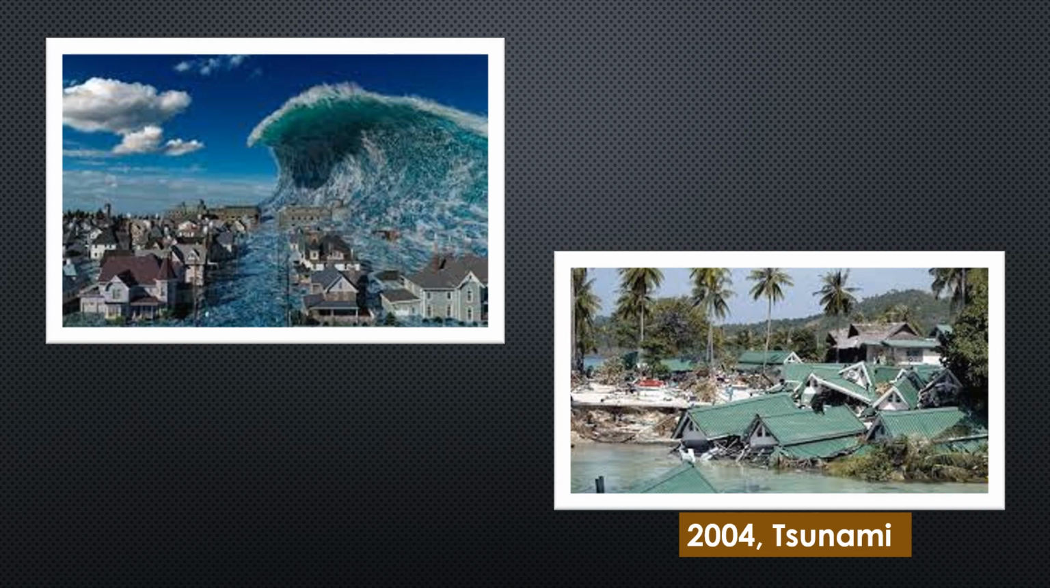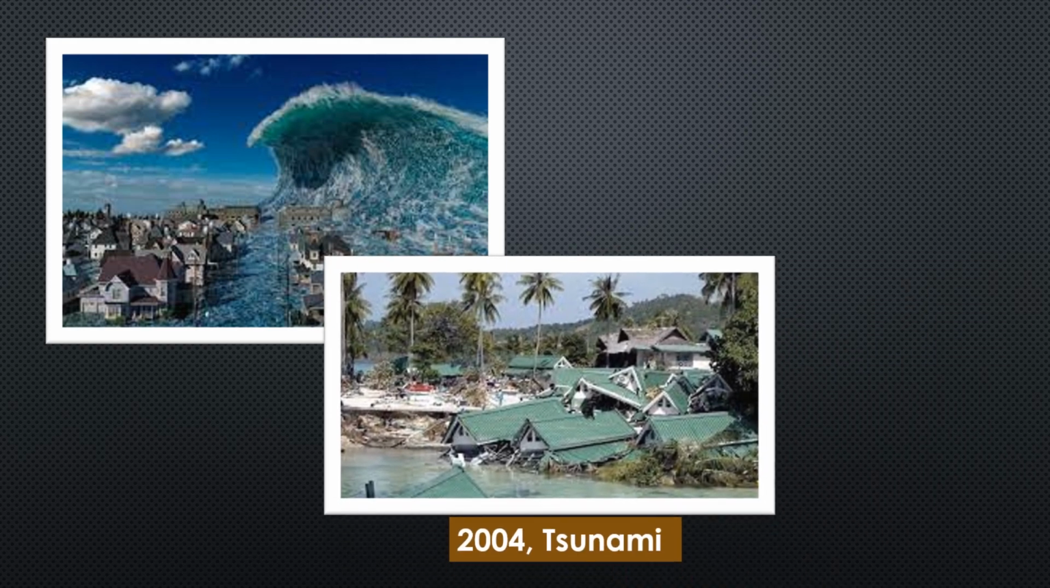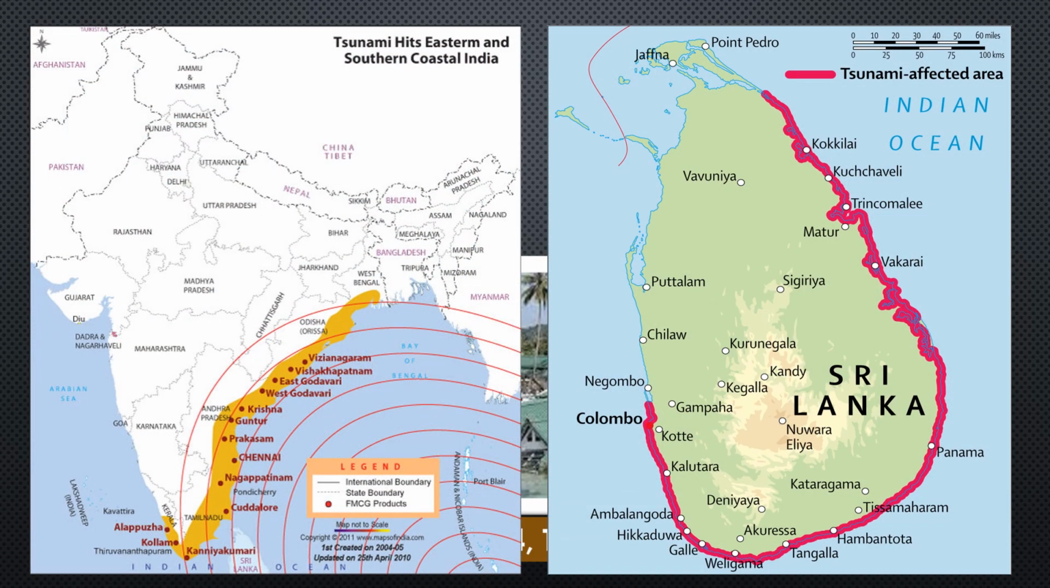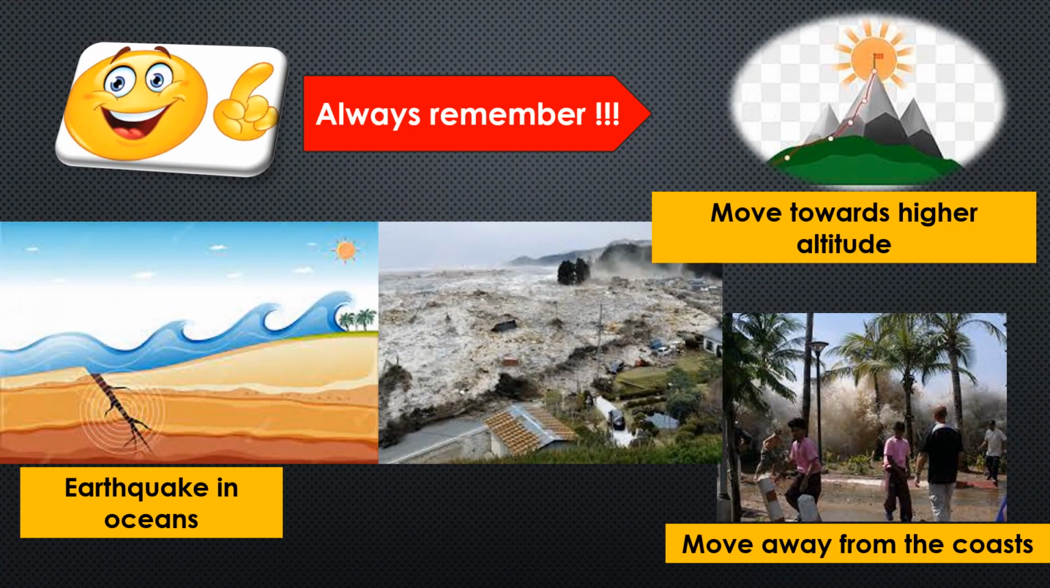In 2004, tsunami waves were generated because of the earthquake that took place near Sumatra island of Indonesia. They devastated the east coast of India as well as of Sri Lanka. Always remember, if an earthquake occurs in the ocean, the coastal areas face a risk of tsunamis. In such cases, it is better to go away from the coast or towards higher altitudes. This way, loss of life can be avoided.